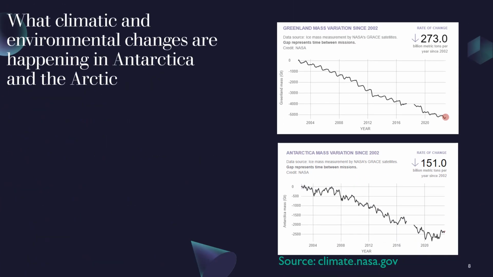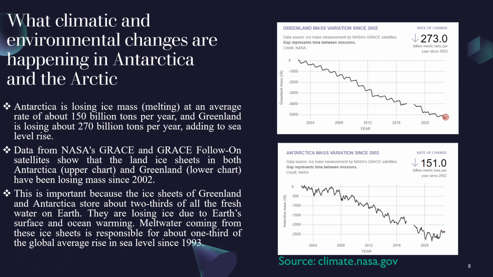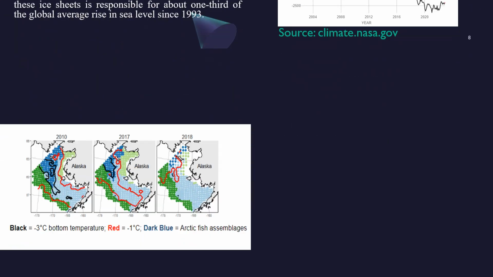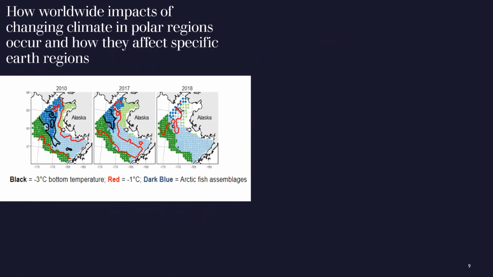Our focus will be on what climatic and environmental changes are happening in Antarctica and the Arctic. This data is from NASA, and we realize that Antarctica is losing ice mass. That is, it is melting at an average of 150 billion tons per year, and Greenland is losing about 270 billion tons per year, adding to sea level rise. So like I said, when these two ice sheets start to melt, it contributes to the rise of the ocean.